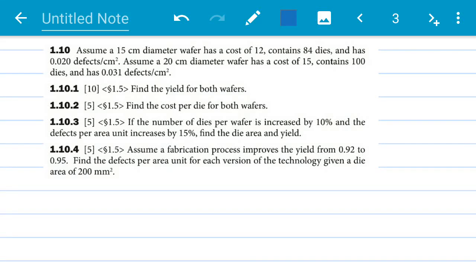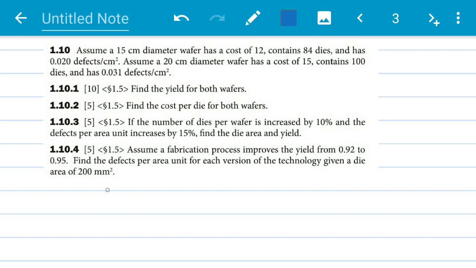Okay, so looking at the first example shown in the book in number 1.10, assuming a 15 centimeter diameter wafer has a cost of 12, contains 84 dies, and has 0.020 defects per centimeter square. Let's see what he wants. Number one, find the yield for wafers.